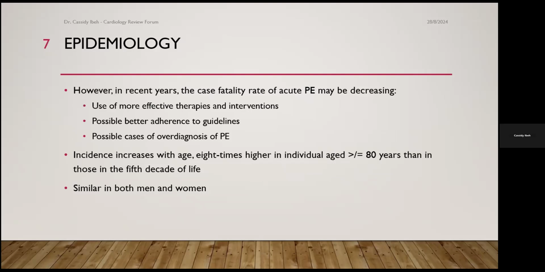But the good news is that in recent years, the case fatality rate has been decreasing, depending on where these cases are seen. This may be as a result of more effective therapies and interventions, possibly better adherence to guidelines, and in some cases maybe because of overdiagnosis of PE. Most times a patient presents, it's probably not PE, and you end up managing it as PE, so you may record it as a case of pulmonary embolism, making it look like the fatality rate is decreasing.